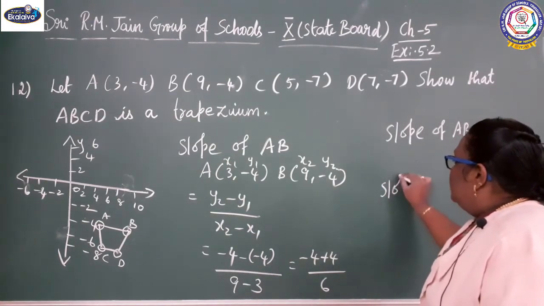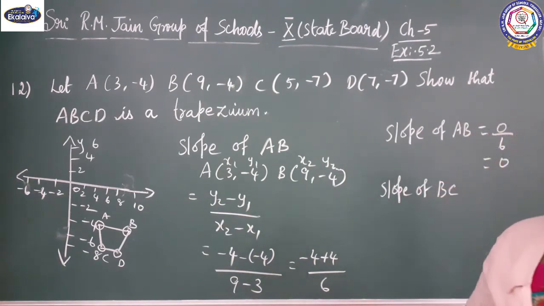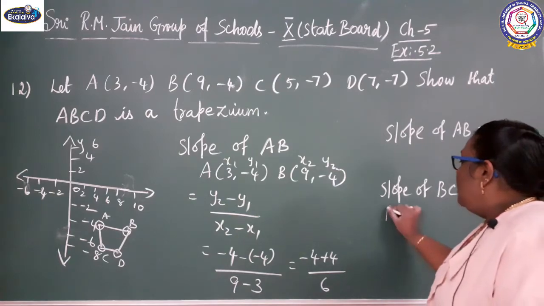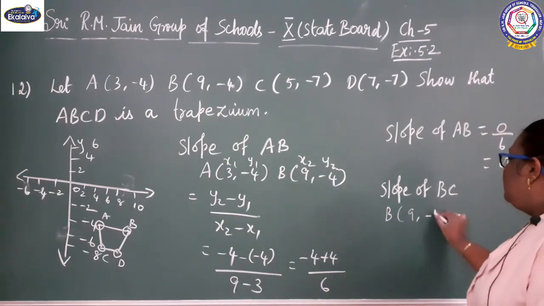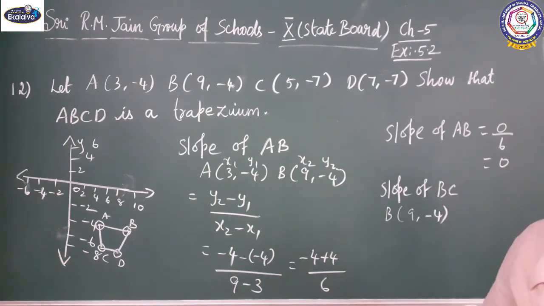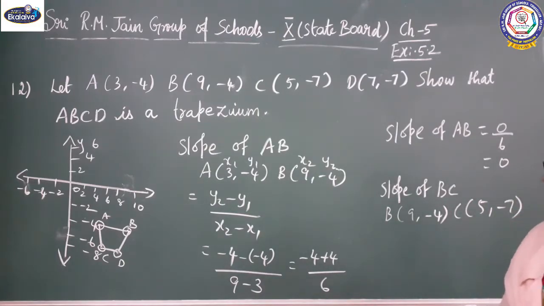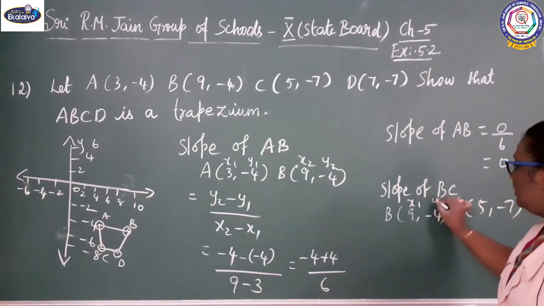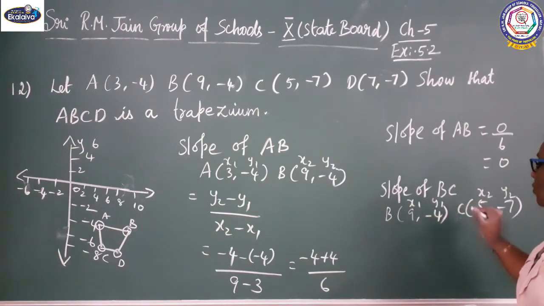Next, slope of BC. What is B value? B value is 9 comma minus 4. C value is 5 comma minus 7. x1, y1, x2, y2.